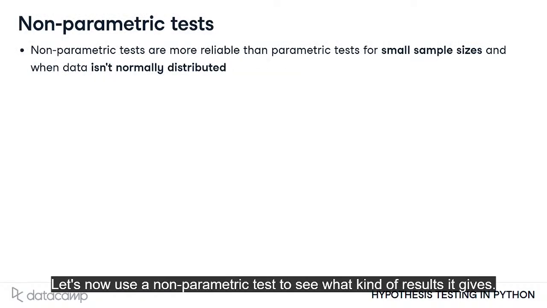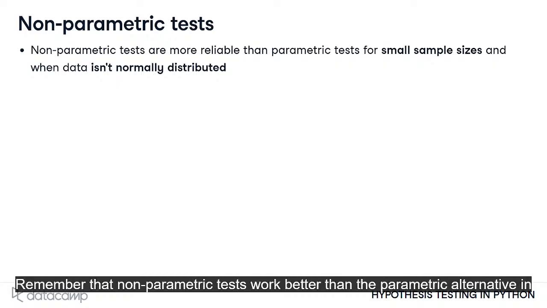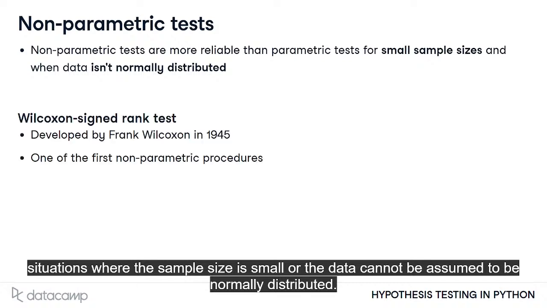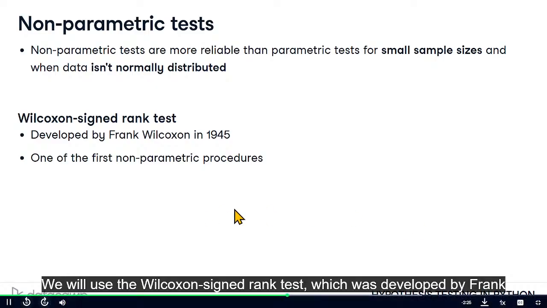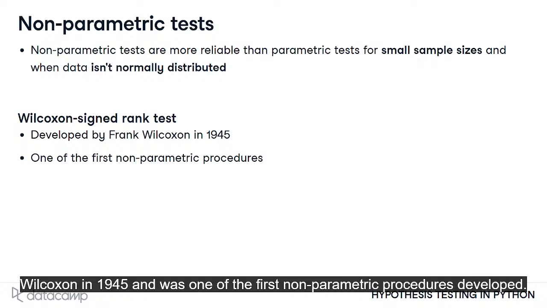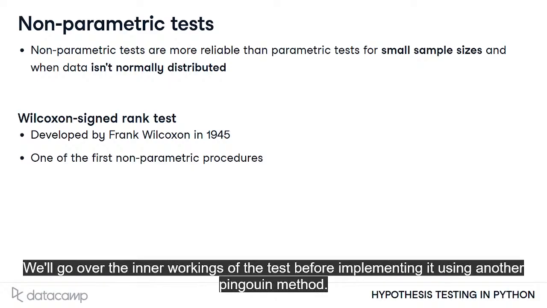Let's now use a non-parametric test to see what kind of results it gives. Remember that non-parametric tests work better than the parametric alternative in situations where the sample size is small or the data cannot be assumed to be normally distributed. We will use the Wilcoxon signed-rank test, which was developed by Frank Wilcoxon in 1945 and was one of the first non-parametric procedures developed. We'll go over the inner workings of the test before implementing it using another Pingouin method.